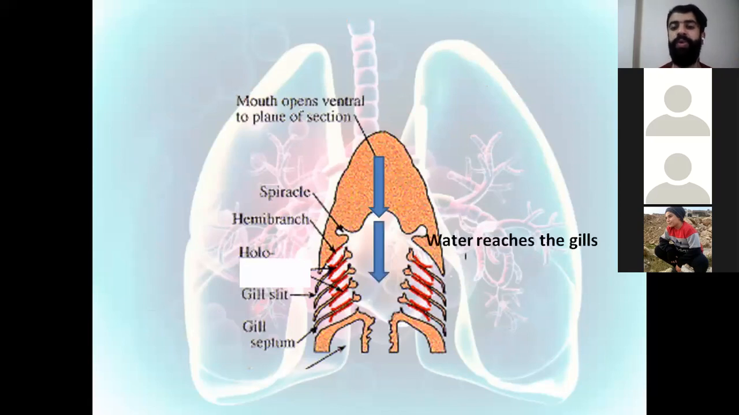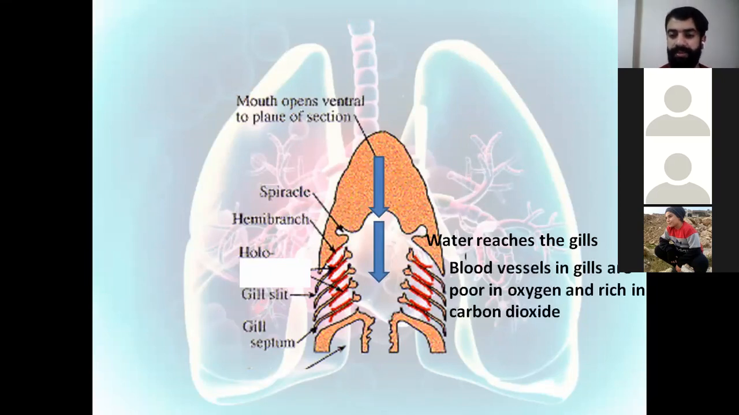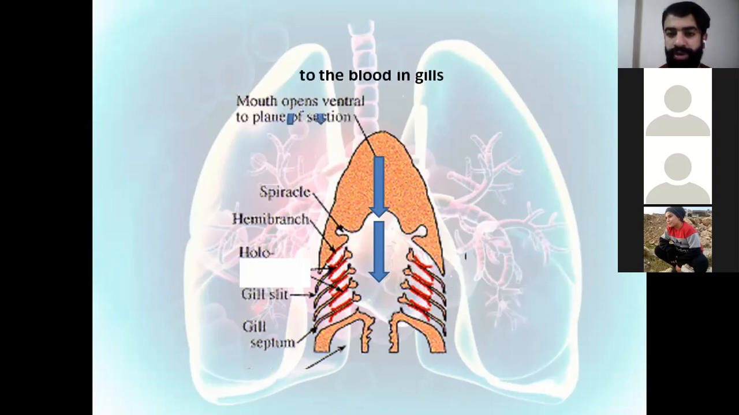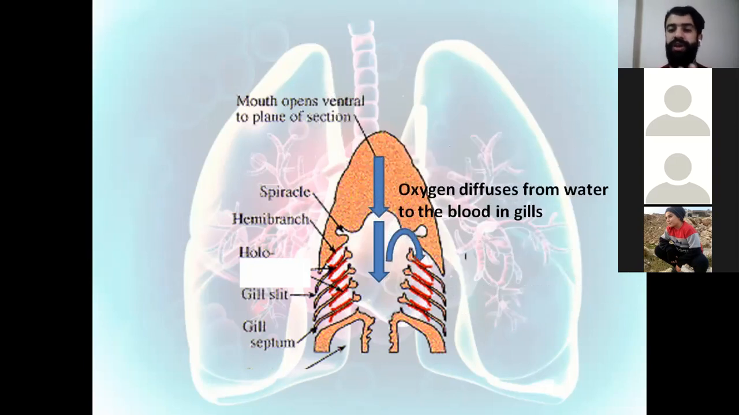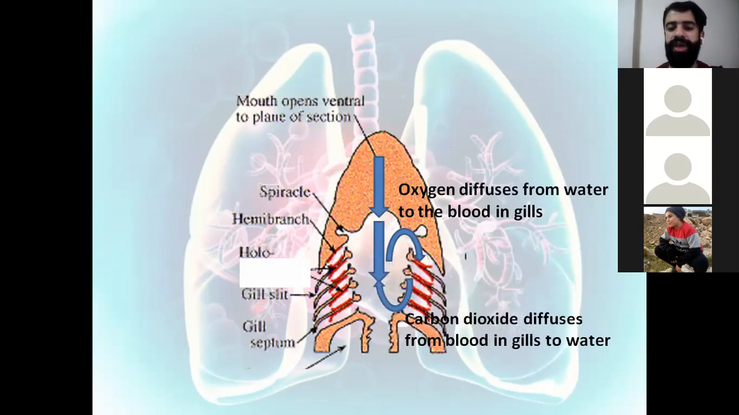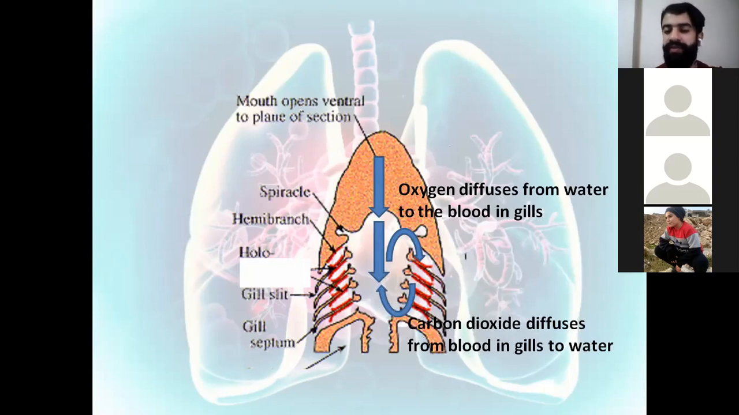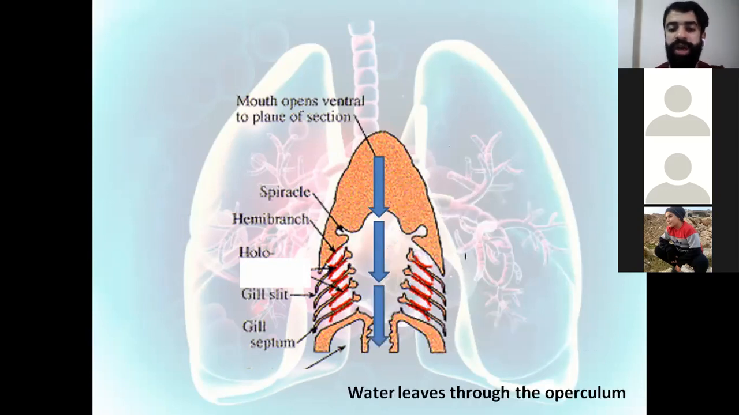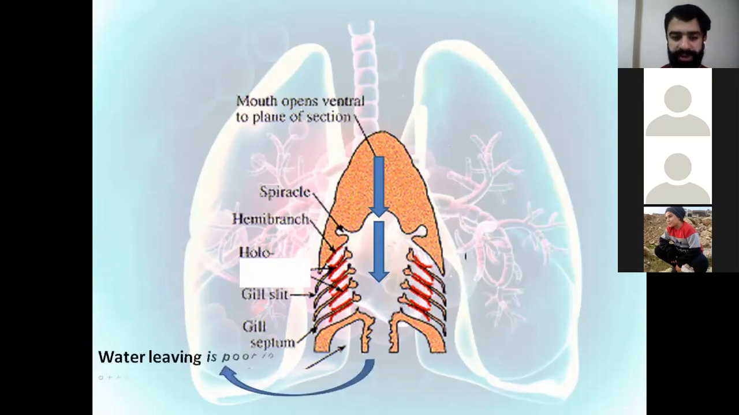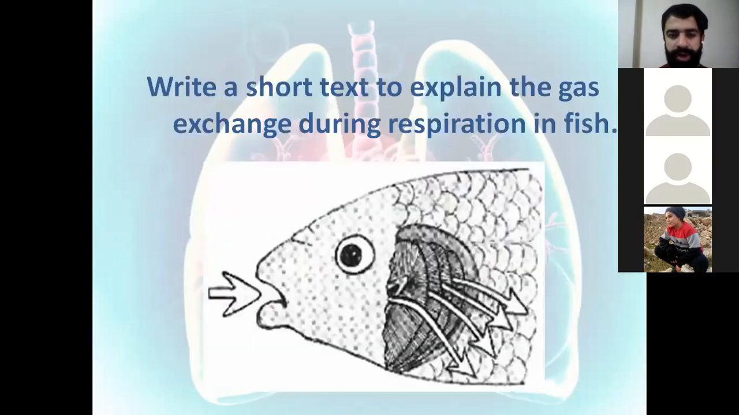And then water will reach the gills, which is the respiratory organ. The blood vessels in the gills are poor in oxygen and rich in carbon dioxide. So the oxygen will diffuse from the water to the blood in the gills, and carbon dioxide will move in the opposite direction, from the blood in the gills toward the water. Water will leave through the operculum, through the exhalation process. Remember, water leaving is going to be poor in oxygen and rich in carbon dioxide.